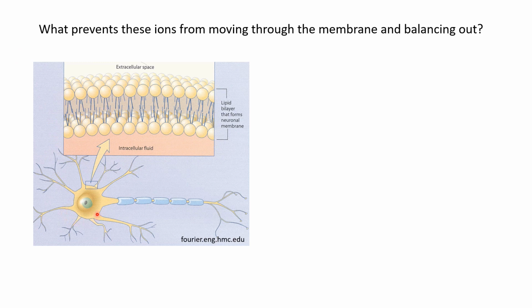So any cell, including neurons, has a cell membrane that separates the cytosol that is inside from the extracellular space. And if we zoom into the membrane, we take a small piece of the membrane and look at it from the side. This is what it would look like roughly. So this is our piece of membrane, this is the extracellular space, and this is the intracellular space.